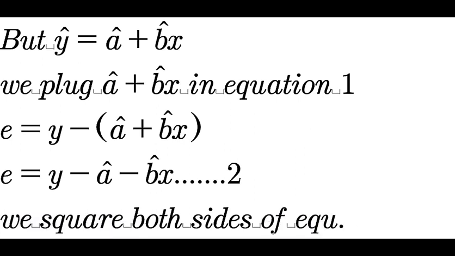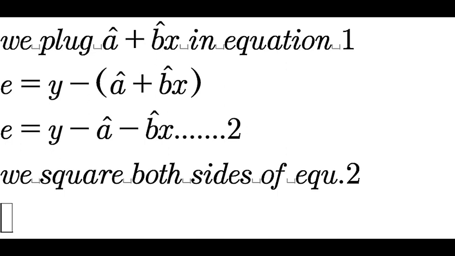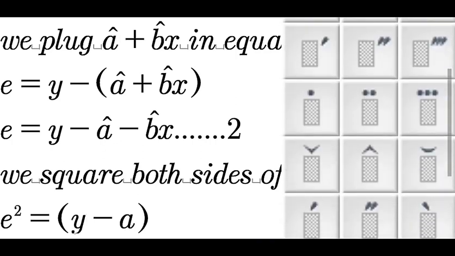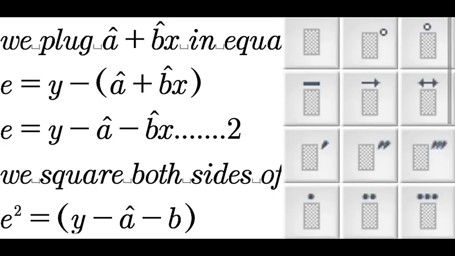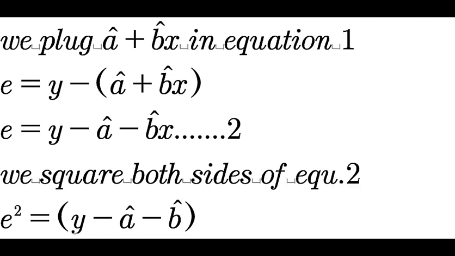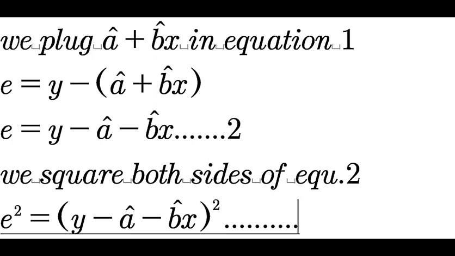Equation 2. All right, so doing that, we have the residual squared equal to (y minus a hat minus b hat x) raised to the power 2. Let's call this our third equation, equation 3.